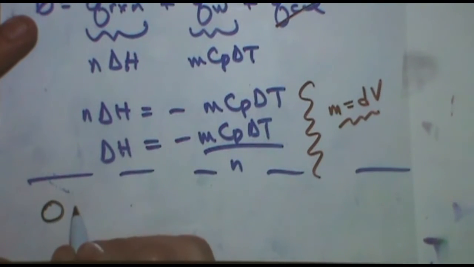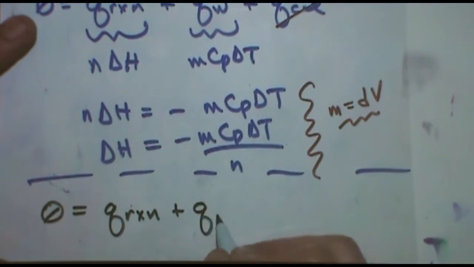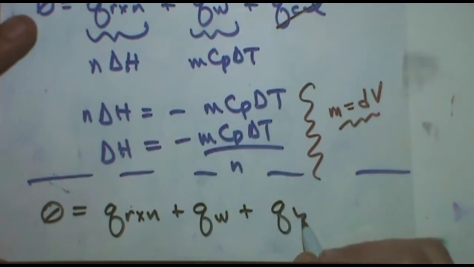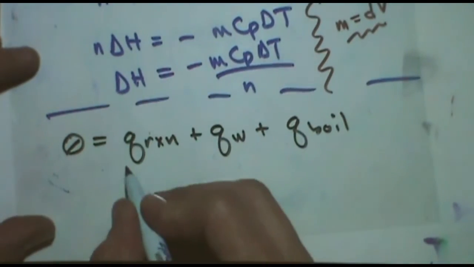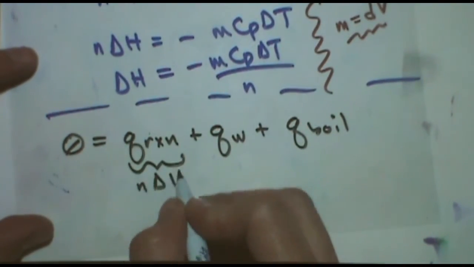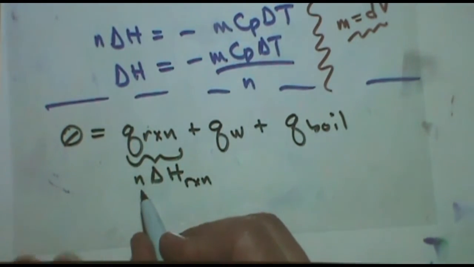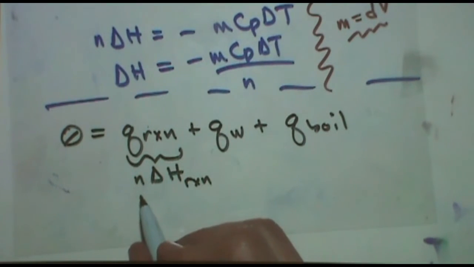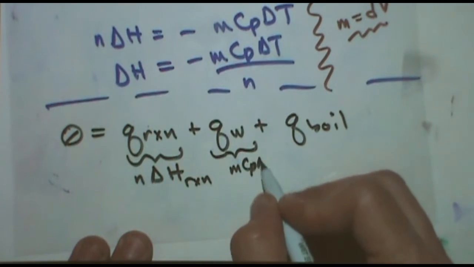If the water was warmed up to the point of boiling by the reaction, then you would have to do this. Add another term, it's also boiling. Let's say it boils, but not all the water necessarily boils, but some of the water boils. Again, this would be an N delta H. This would be the enthalpy of the reaction, and this would be the moles of the things that are reacting. This would still be mCp delta T.